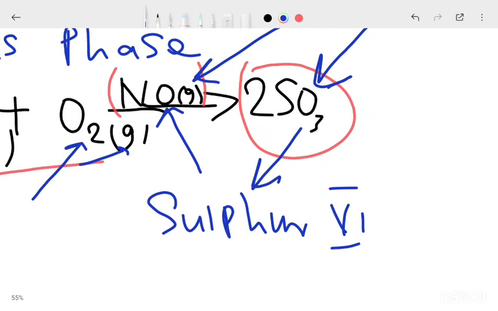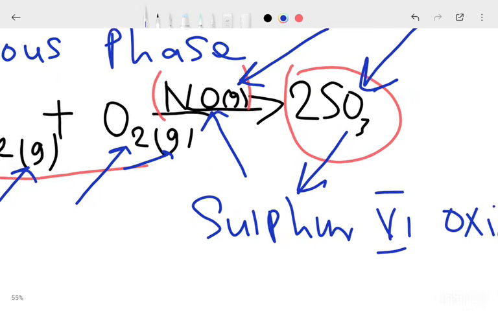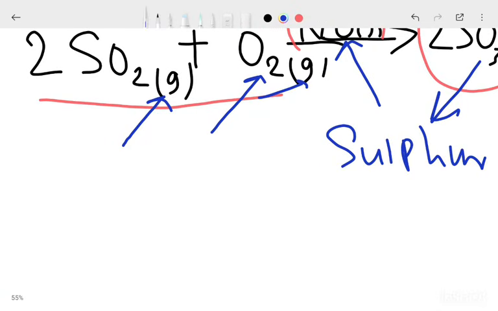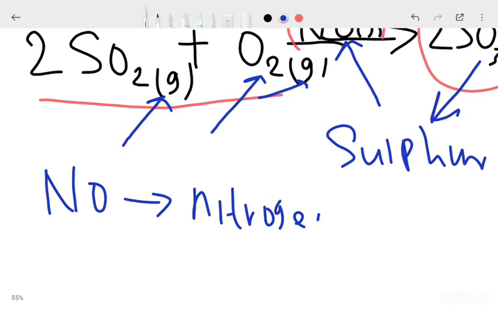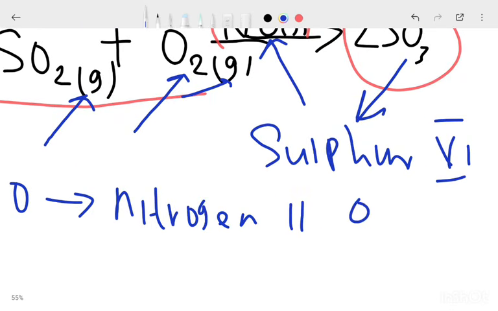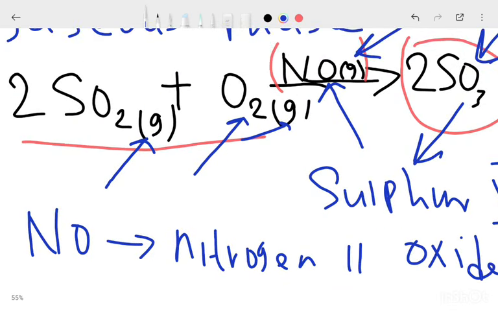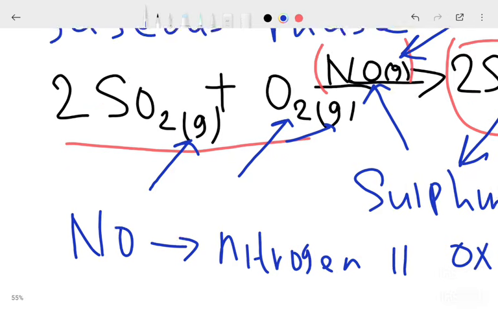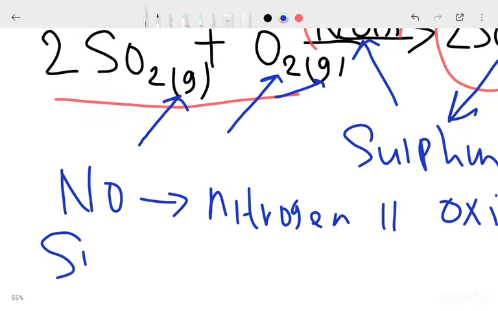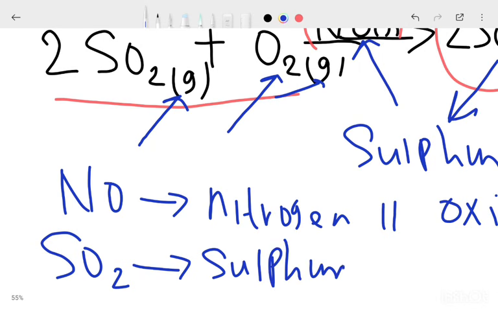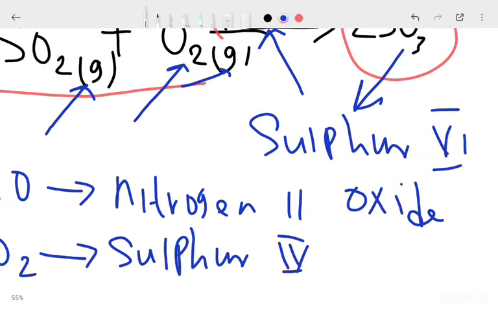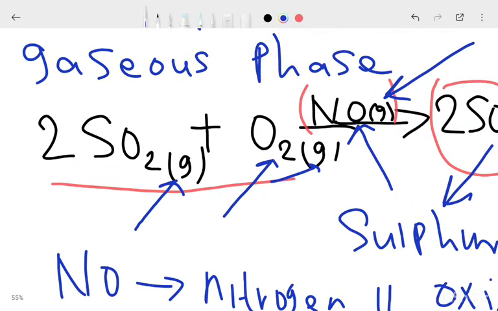Sulfur 6 oxide. Why this one? This one is this NO. That is the catalyst, okay? Nitrogen 2 oxide. Okay, nitrogen 2 oxide. So this one is sulfur 4 oxide, this SO, this thing. Then this one is oxygen.